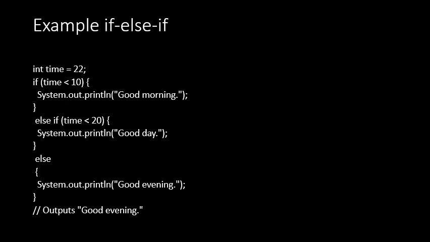So here is an example of the if-else chain. Suppose I have taken time equals 22. If time is less than 10, then it will print good morning. Now here time is 22, so the condition is not true. It will check the next: if time is less than 20, then print good day. Again the condition is false because time is 22, it is not less than 20. So else it will print good evening. So your output will be good evening.